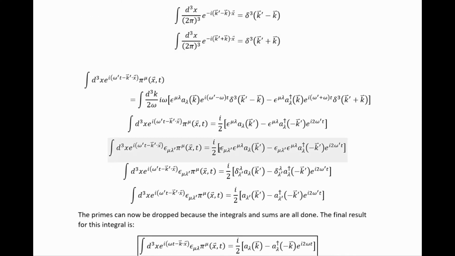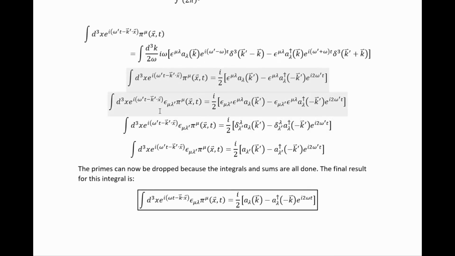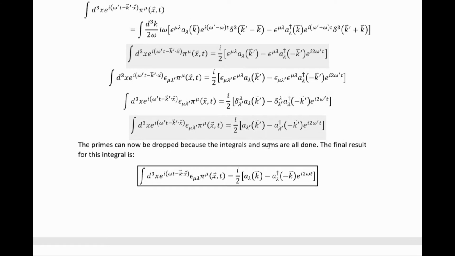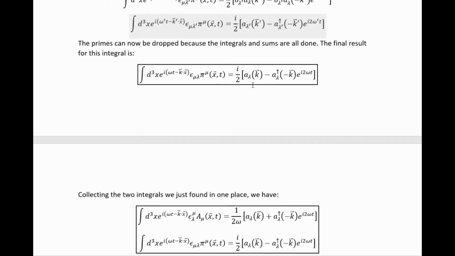Now we can work on the second integral, so we start by doing this one, and again we'll contract the polarization tensor to this later to make it actually the integral we need the value of. Again, inserting the formula for the pi field and reworking the exponents. Then again we can use these formulas to do the x integration. Then we can do the k integration using these delta functions, which gets us here. Then we can contract with the polarization vector, and then remember the formula for the two polarization vectors contracted with each other, and then simply do the sum over the lambda index, and we get here. Then we can drop the primes again.